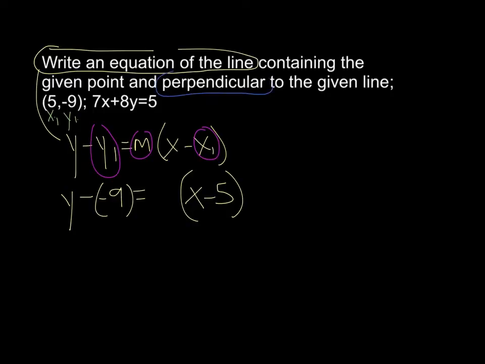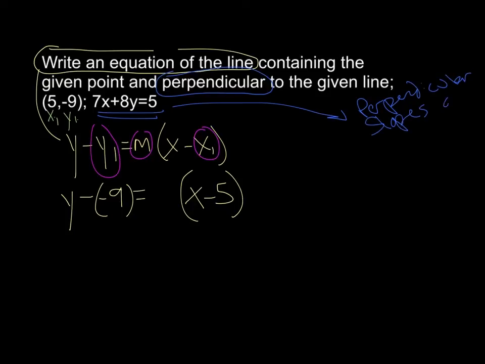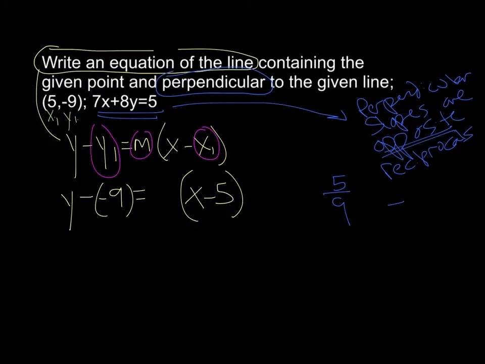So we're told this time that it's perpendicular to the given line. So the given line is the 7x plus 8y equals 5. Perpendicular slopes are opposite reciprocals. So what that means is if you've got one slope that ends up being something like 5/9, the other one is the opposite sign, so it would be negative, and it would be the reciprocal, so you'd flip that and it'd be negative 9 over 5. So you would just change the sign, flip the number, and that would be our new slope.